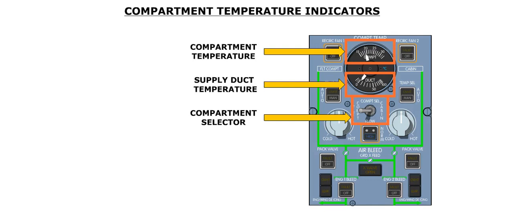Two indicators show the temperature in the selected compartment and associated duct outlet. The selection of which zone that is measured is made by the compartment selection toggle switch. The switch allows the crew to check the zone temperature and the duct temperature for the flight deck or the cabin.